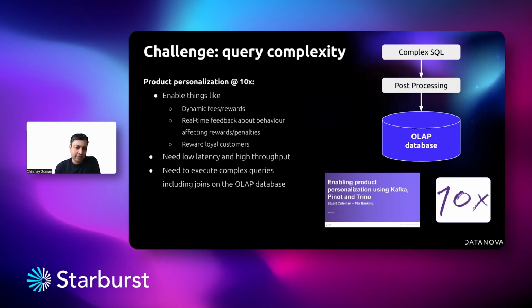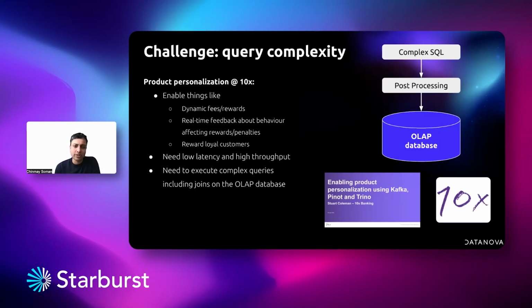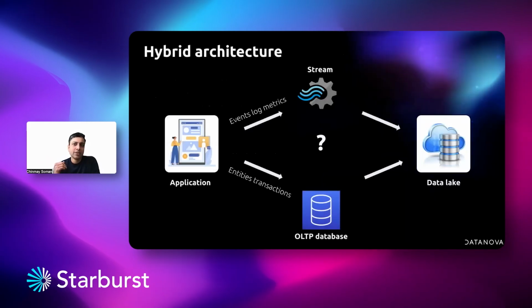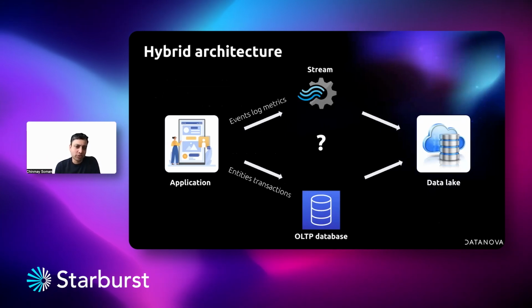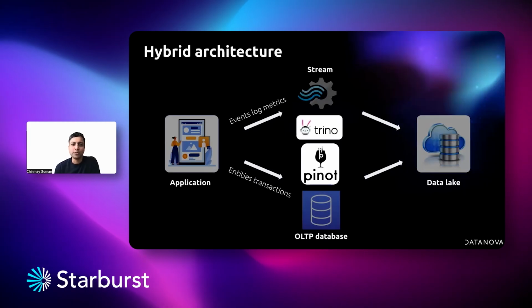So in this case, they needed something that would give them the power of the OLAP database, but also be able to run these complex queries, including joins. Again, a great talk by Stuart. You should go and watch if you have time. So these are just some of the examples of the query complexities, and clearly we're missing something in this picture to support such use cases. And one such solution is to use Trino and Pinot together to run such queries.